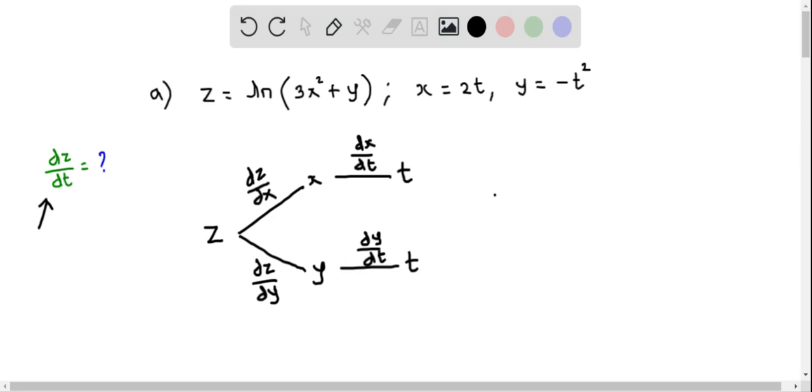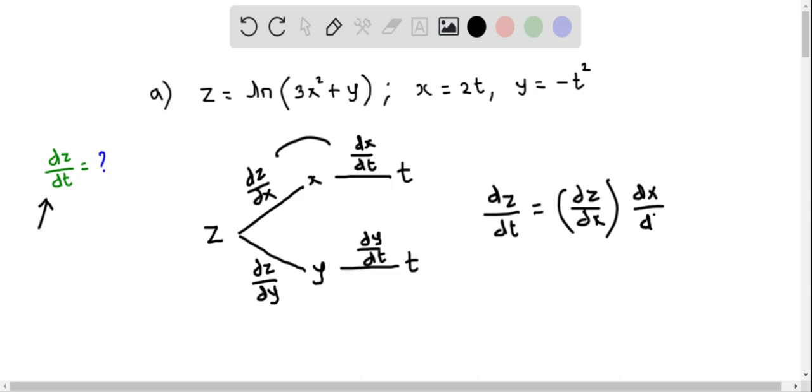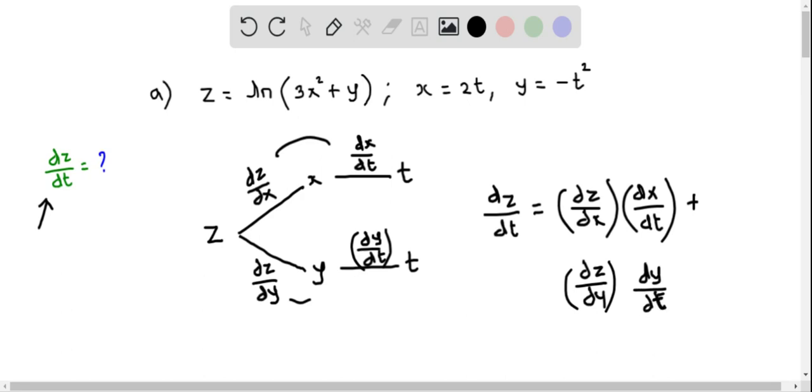And using the chain rule, we can now write down dz by dt, and this equals the product of these two derivatives. The first one is a partial derivative, that is partial derivative of z with respect to x times the derivative of x with respect to t, plus we take this branch, that is we have to find the product of this as well as this. So it is a partial derivative of z with respect to y times the derivative of y. This is basically the derivative, it's not a negative quantity, so I'm just removing that. So it is derivative of y with respect to t.